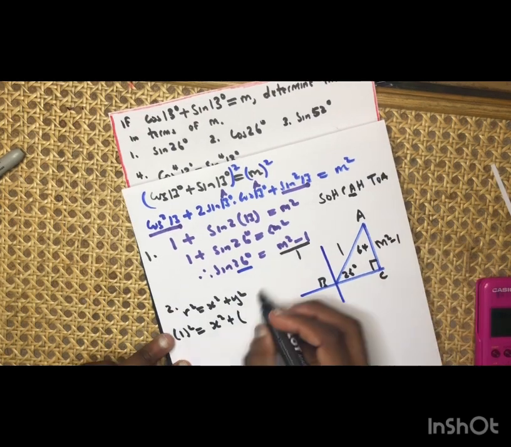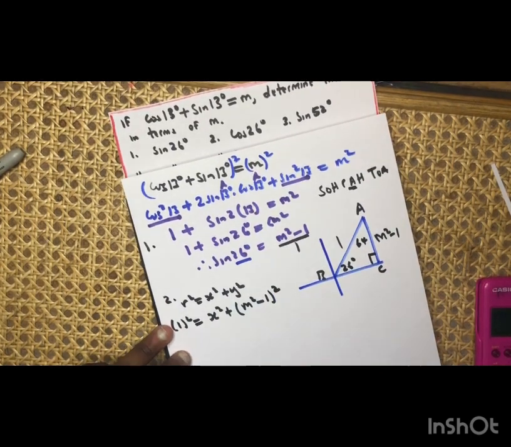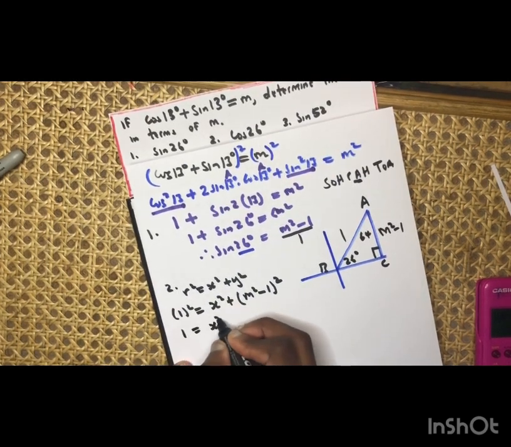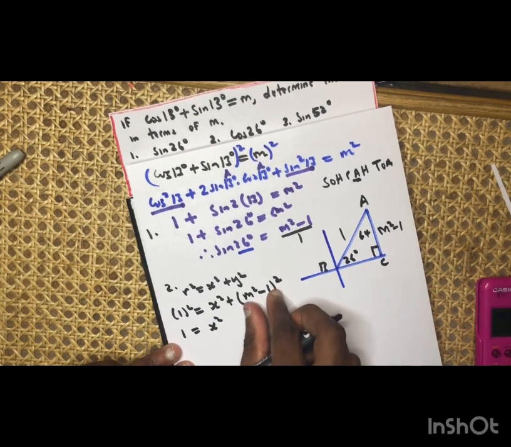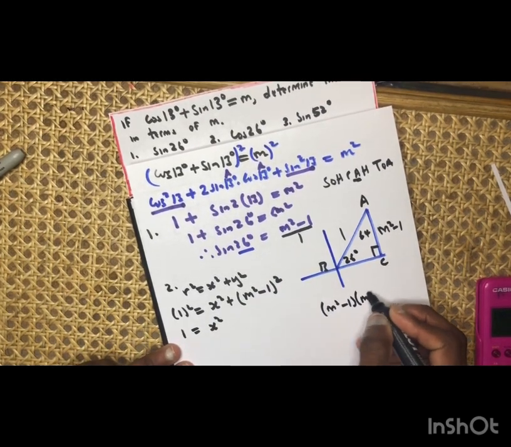But your y, it's m squared minus 1. Then all squared, good. Okay, guys? So 1 squared, it's 1. Then we have x squared. Remember this, guys, it duplicates itself 2 times. It's more like you have m squared minus 1 and m squared minus 1.